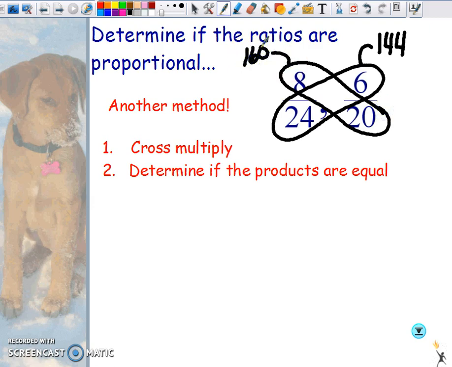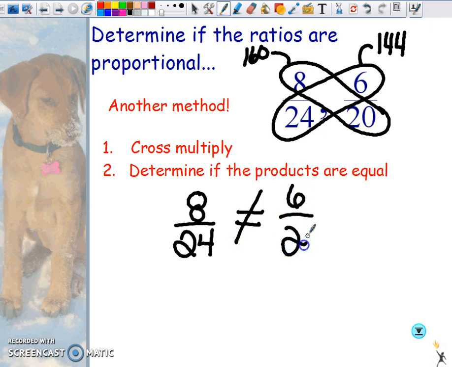Well, 160 is not the same thing as 144, so that means that these two ratios are not proportional. So 8/24 does not equal 6/20. And the equal sign with the slash is just not equal, which means that they are not proportional either.